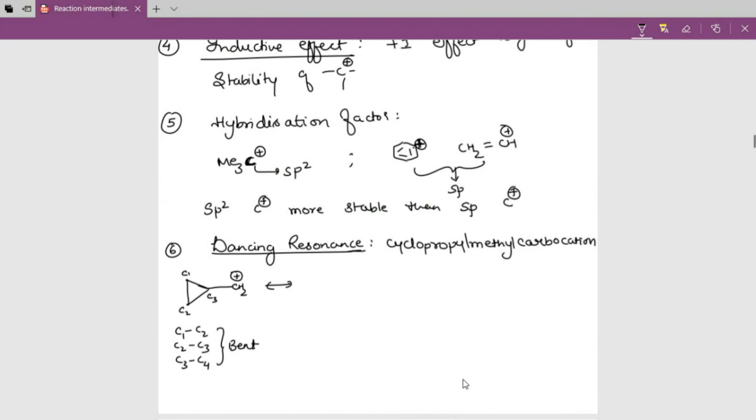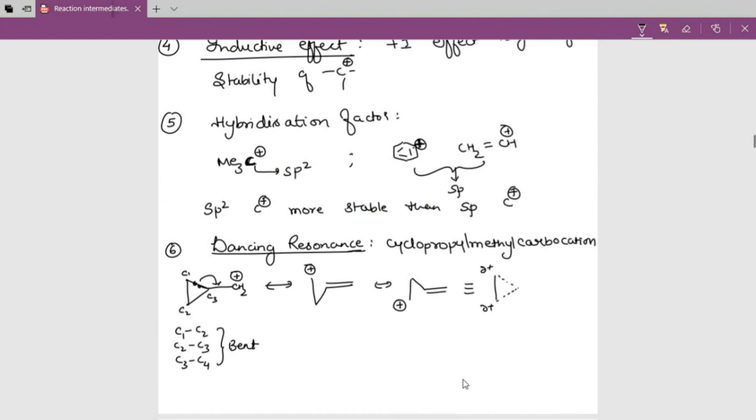As a result, they show overlap of the bent bond with our empty p orbital. This type of ring-opening contributing structures will be observed. This particular phenomenon is called dancing resonance. It is not observed in all. Okay, it is not observed in all.